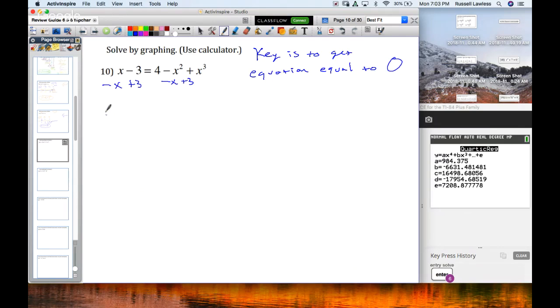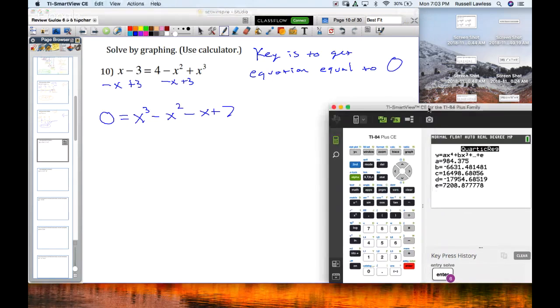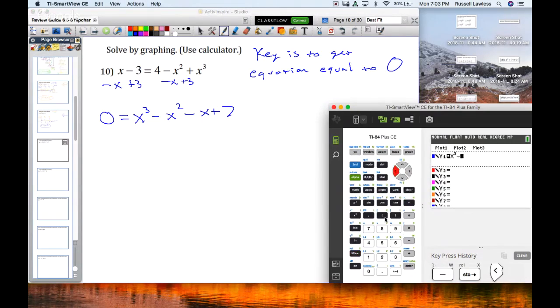So when I do that, that'll give me 0 equals x cubed. I'm going to do some rearranging as well. Negative x squared minus x plus 7. So I just rearrange it where it's in standard form. So if I'm going to solve this by graphing, I'm going to plug it into my calculator by doing x cubed minus x squared minus x plus 7.